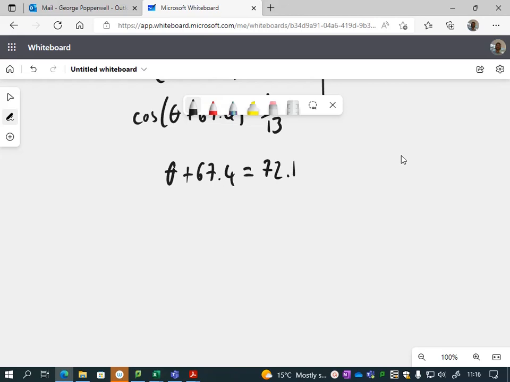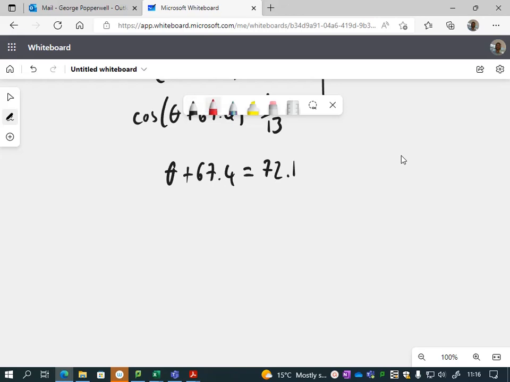Now do not at this point subtract 67.4, or else that will be the only solution that gets correct. The other ones will be incorrect. What I'm going to do is find my other solutions for theta plus 67.4, and then I'm going to subtract 67.4 from them.